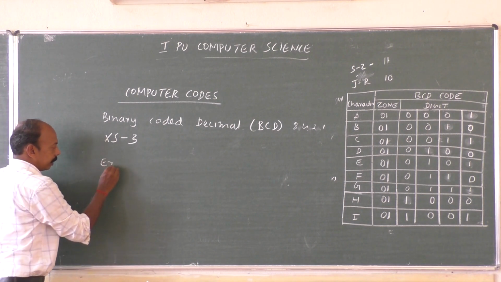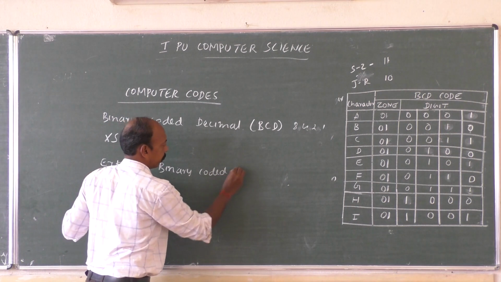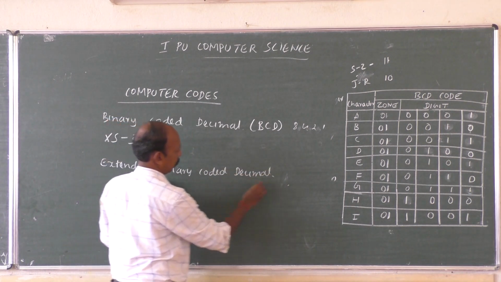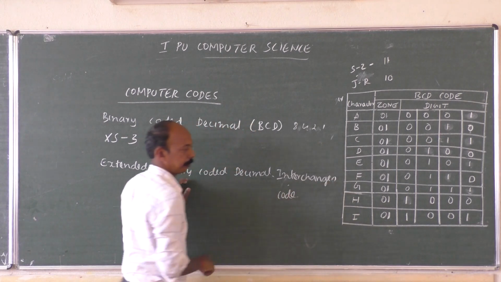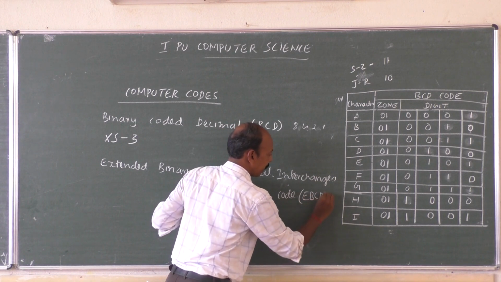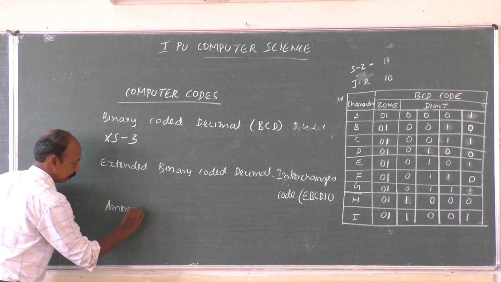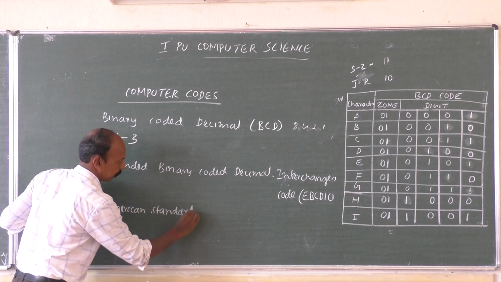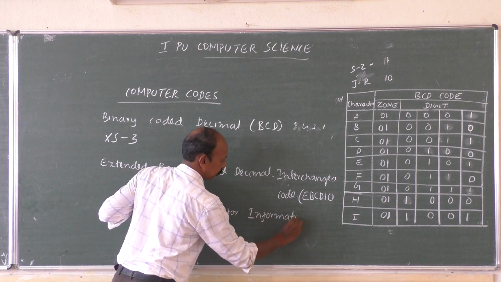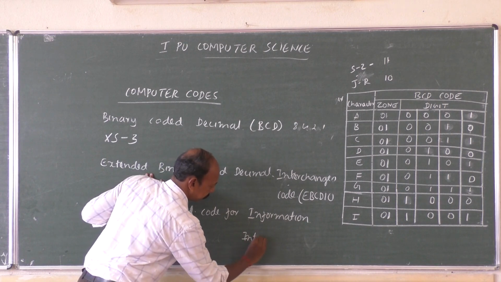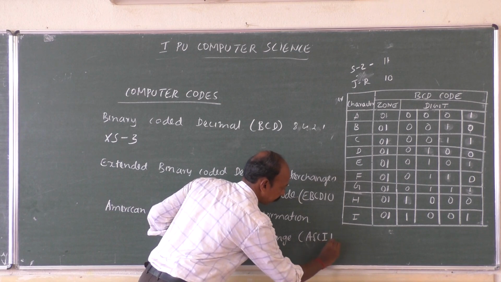Next one is Extended Binary Coded Decimal Interchange Code, that is EBCDIC, and the last one will be American Standard Code for Information Interchange. That's also called ASCII code.